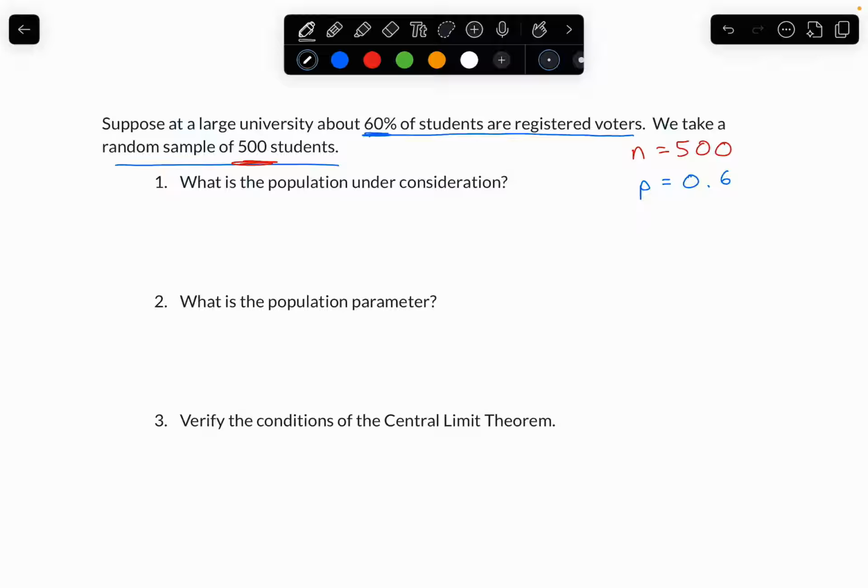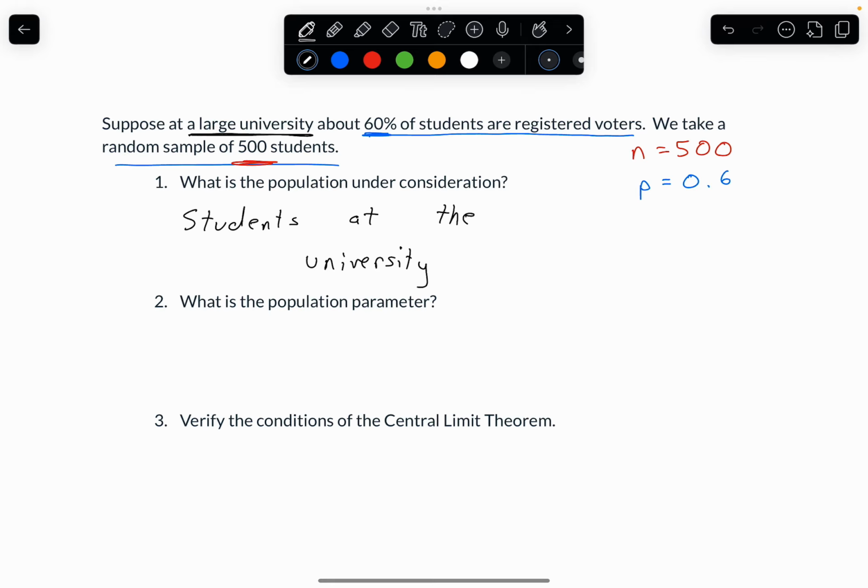Number one says, what is the population under consideration? In this case, what's the large group that I'm trying to understand? I'm going to talk about students at this large university. You might think about students at this large university that are registered voters, but hold on to that. We're going to use that in just a moment. I want to think about what's the group that I'm trying to make a statement about. In this case, it's just students at this university.